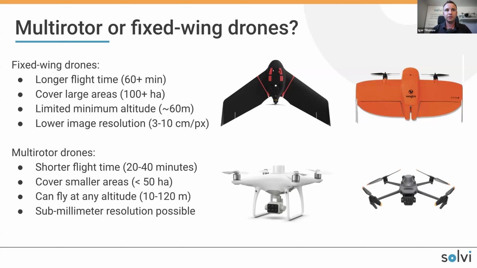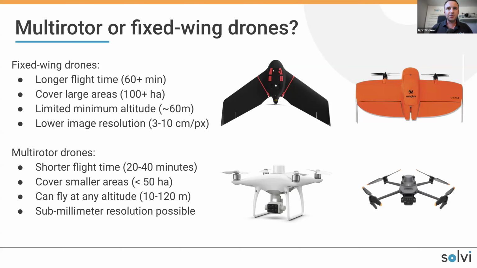Fixed-wing drones can only fly at, at lowest, maybe 50, 60 meters, because they need quite a lot of space for turns and navigation. And as a result, the resolution of the imagery that you can collect with them is usually quite limited, so anything between 3 to 10 centimeter pixels.